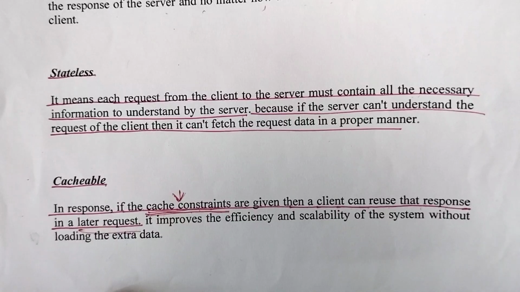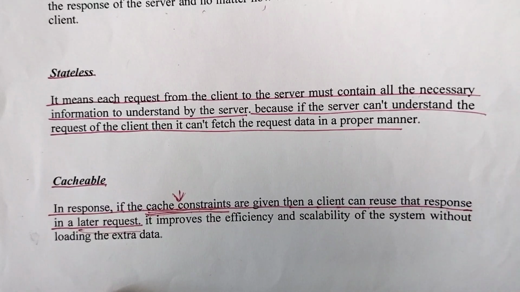Basically, cache constraints require that the data within a response to a request, the data which is sent as a response to a request, can be implicitly or explicitly labeled as cacheable. Now if this data which is sent by the server as a response to the request of the client is labeled as cacheable, then the cache on the client side is given the right to reuse that response data. That means next time if the same data is required by the client, it will not have to send a request again to the server, it can reuse that data from its cache.